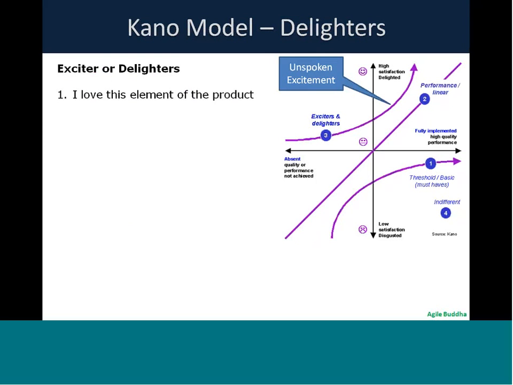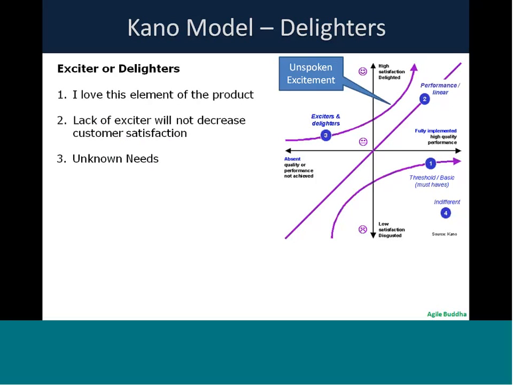The customer would say, you know what, I love this element of the product. This is something pretty unique. I don't find this set of features anywhere. This is an exciter. As I said, not having them will not decrease the satisfaction, but having them will increase the satisfaction exponentially. And these are unknown needs. Definitely the customer is not aware of it. I'm also going to talk about how to identify these in the coming slides. Whenever you have this wow factor in the product, it starts commanding premium pricing.